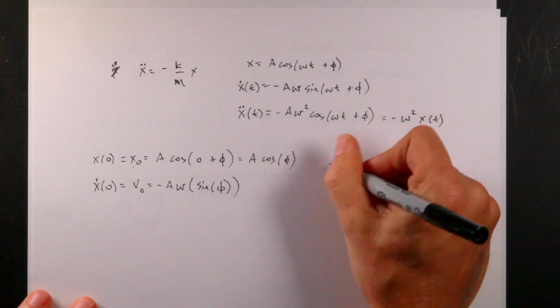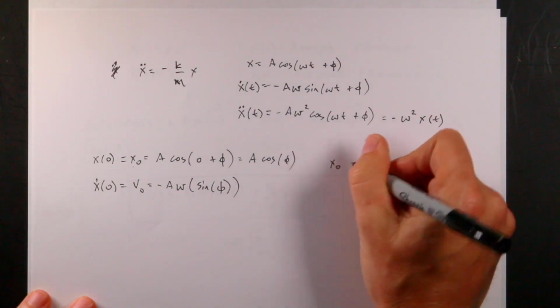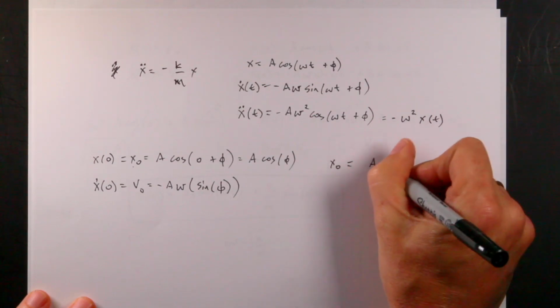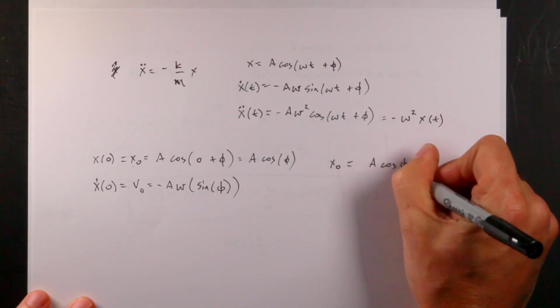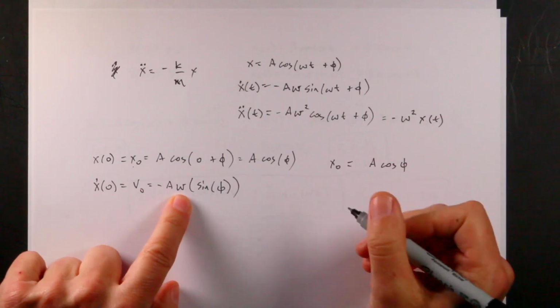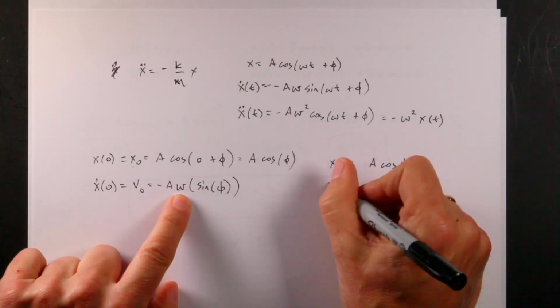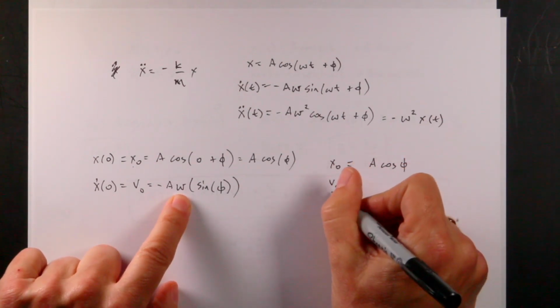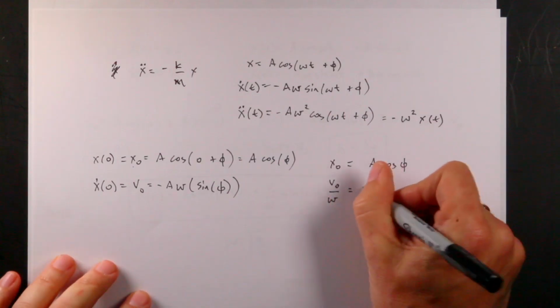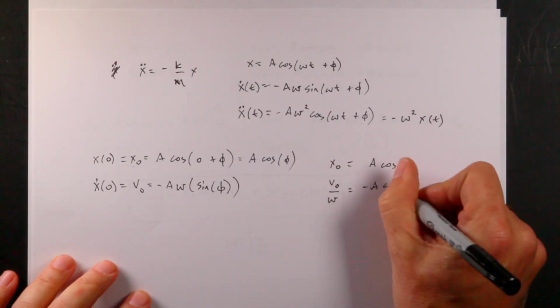Okay, so let's write these two up here. So I have x0 equals a cosine of phi. And then down here, I'm actually going to divide both sides by omega. So I get v0 over omega equals negative a sine of phi.